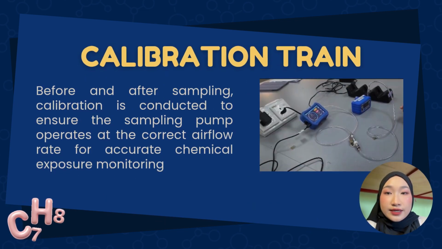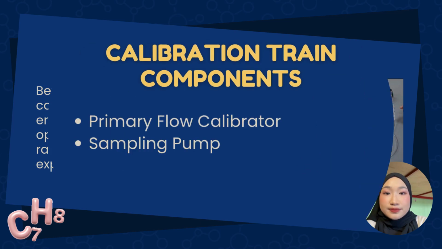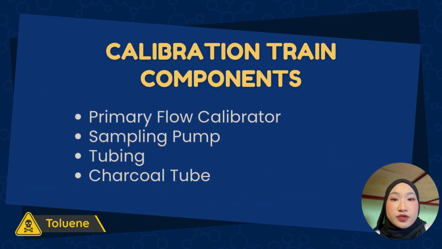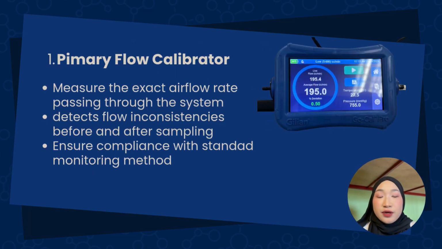Next, we are moving to the calibration train. Before and after sampling, calibration is conducted to ensure the sampling pump operates at the correct airflow rate for accurate chemical exposure monitoring. There are a few calibration train components, which are the primary flow calibrator, sampling pump, tubing, and also charcoal tube.